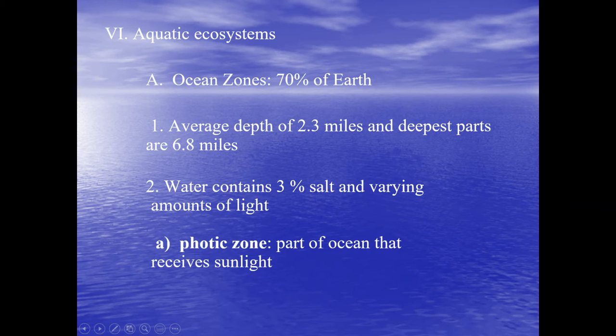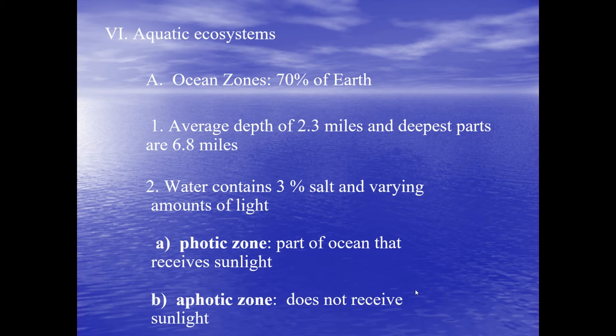So areas that have light are called the photic zone. Think photosynthesis. So photo is for light, part of the ocean that receives sunlight. So here's where we're going to have lots of different plants and algae, coral reefs, lots of fish and animal life, marine life will be in the photic zone.